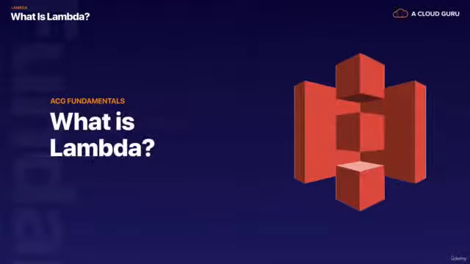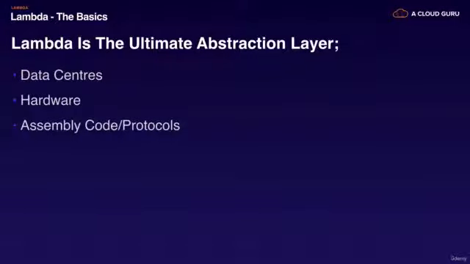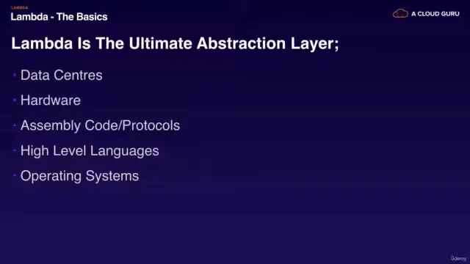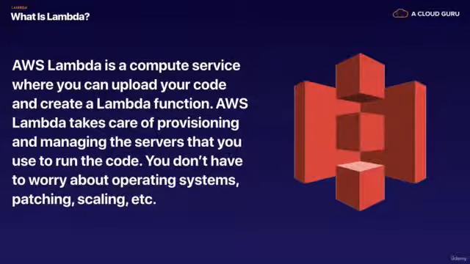So that brings us on to Lambda. What is Lambda? Lambda is the ultimate abstraction layer. You've got your data centers. Inside your data centers, you've got your hardware. Inside your hardware, you've got your assembly code and protocols. You've then got your high-level languages, then your operating systems, then your application layers as well as AWS's APIs. And sitting on top of all of that, abstracted away, is AWS Lambda. So AWS handles all of these things for you. All you need to worry about is your code. AWS Lambda is a compute service where you can upload your code and create Lambda functions.